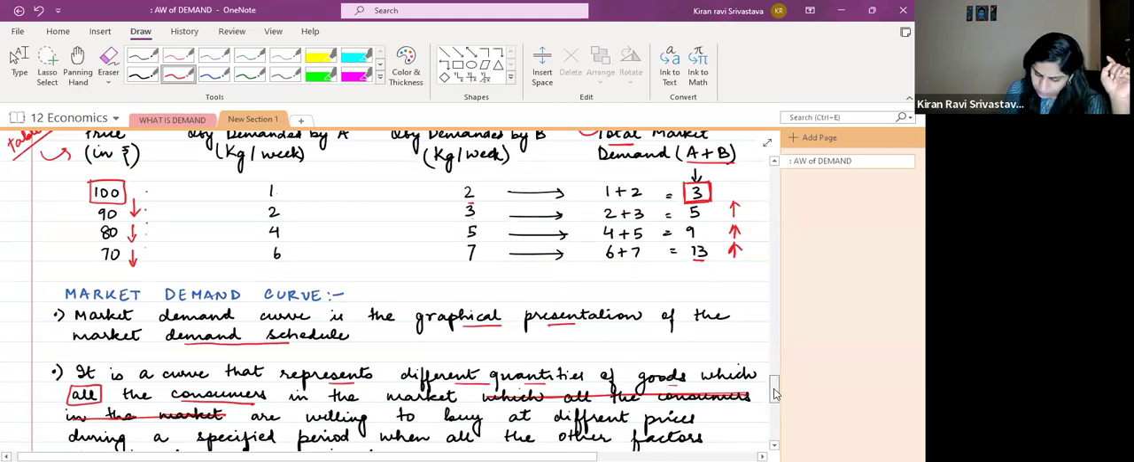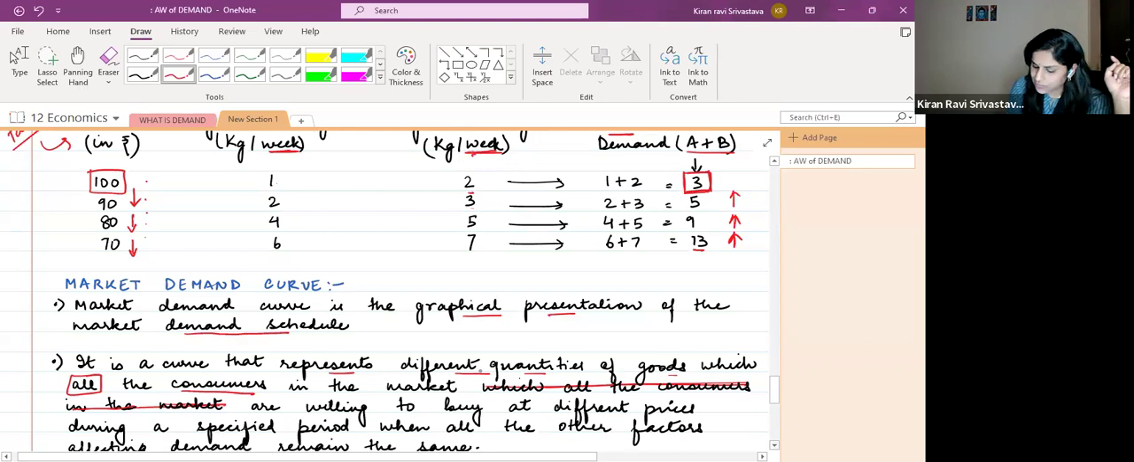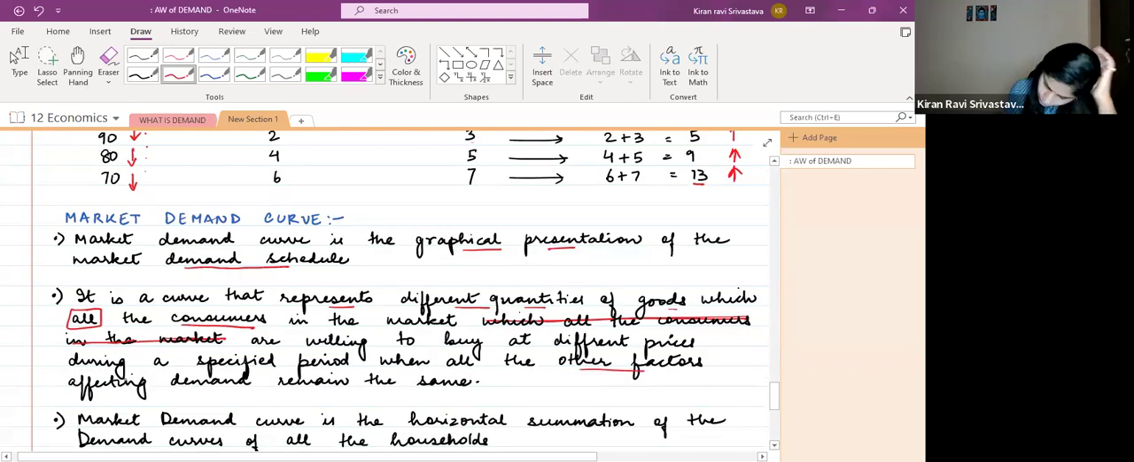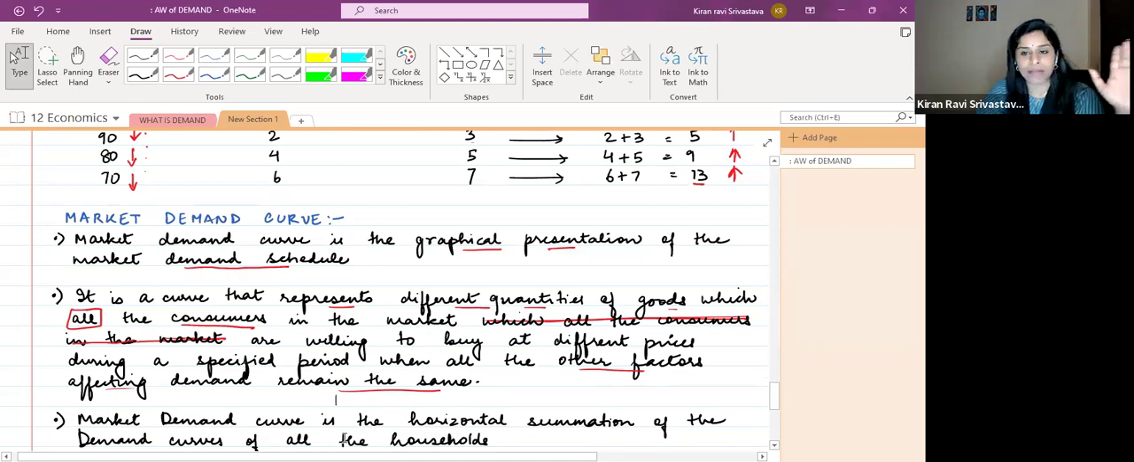During a specified period of time, because here it is by time, when all the other factors affecting demand remain the same. Why are we saying that all the other factors affecting demand remain the same? Because it comes from the law of demand. Ceteris paribus, all the other factors remain the same.